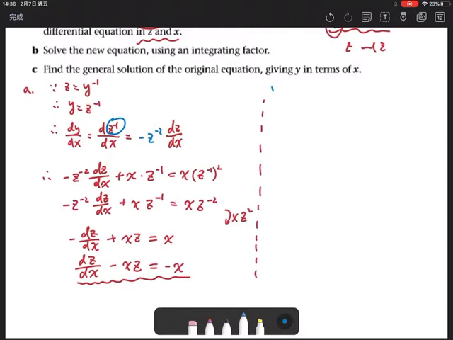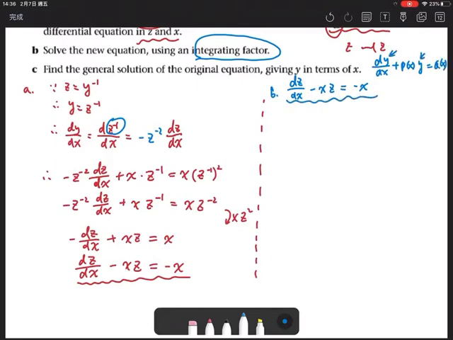B: solve the new equation using an integrating factor. If you want to use an integrating factor, the equation must have a special pattern. Here you see it is dz by dx minus x times z equals negative x. The pattern is dy by dx plus p(x) times y equals q(x). Here y is z, and p(x) equals negative x.